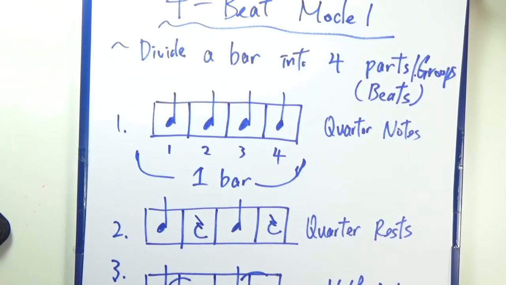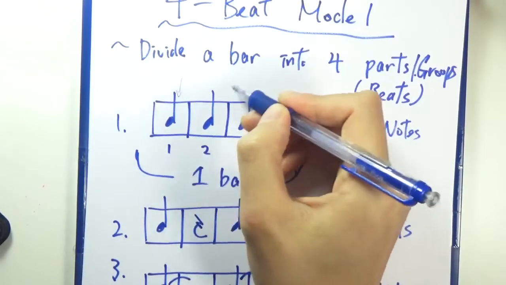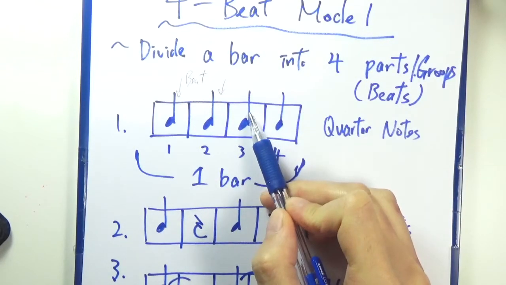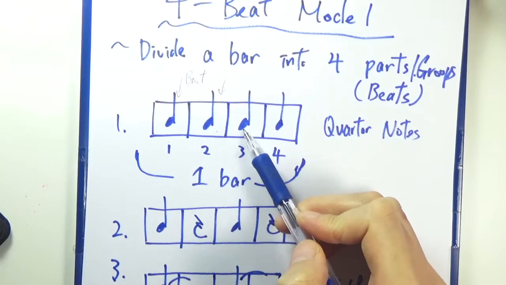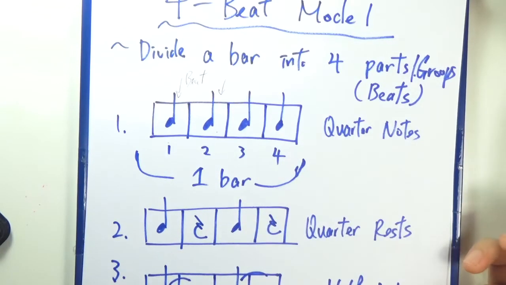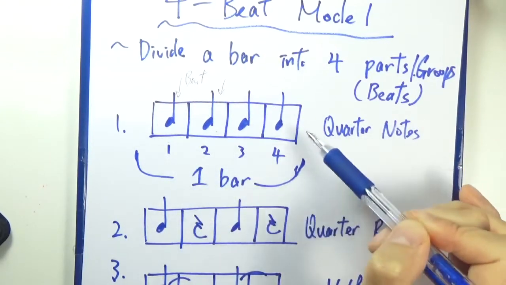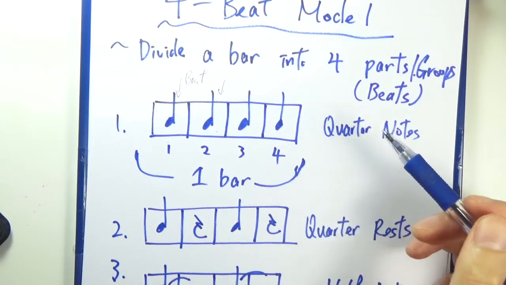Very commonly in music, you would see that each bar is divided into 4 parts or groups, and we are going to call each part or group a beat. So this is a beat, this is a beat, this is another beat, and then another beat. Let's call these beat 1, beat 2, beat 3, and beat 4. And this whole thing put together is 1 bar. So that's what we are going to focus on today.